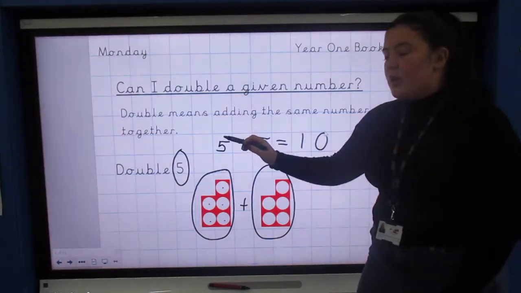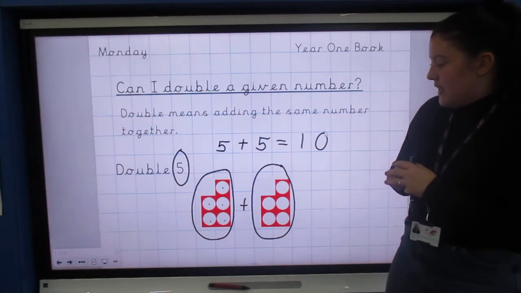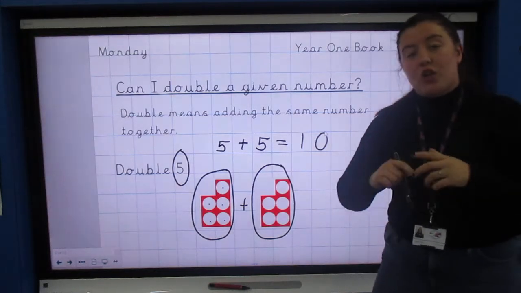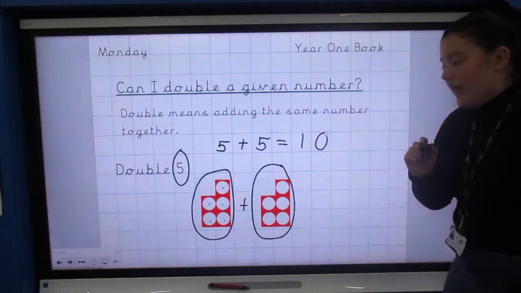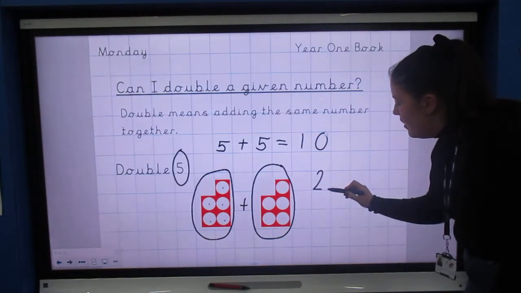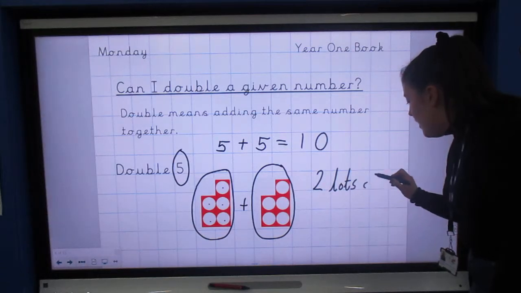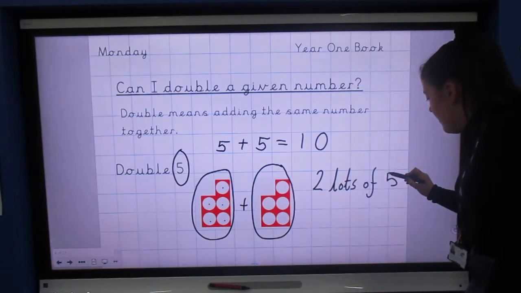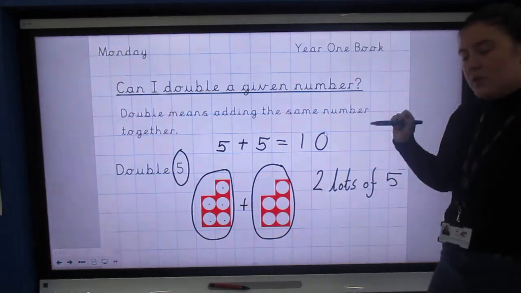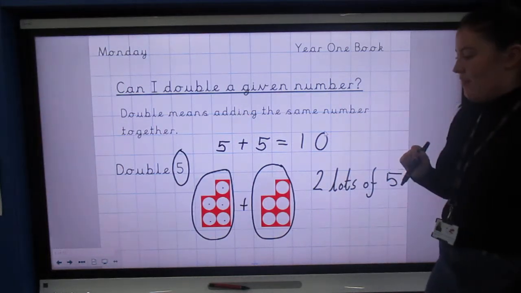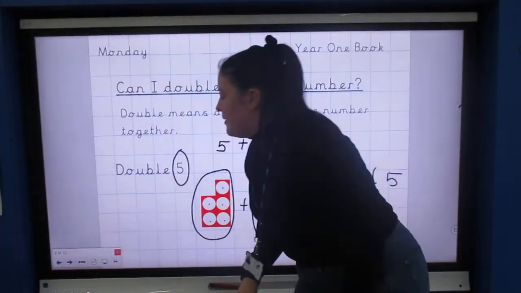So when we double a number, we add the same number together, okay? And another way we can say that is we've got 2 lots of 5. So we can write it in another way. We can write 2 lots of 5. Okay, 2 lots of 5 equals 10. Well done if you got that right. Our answer was 10. Let's do another one together.